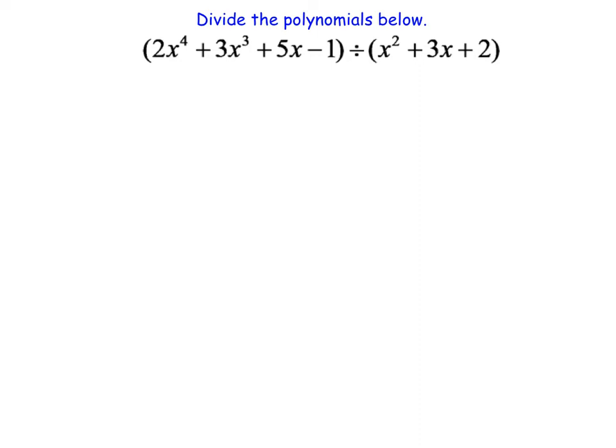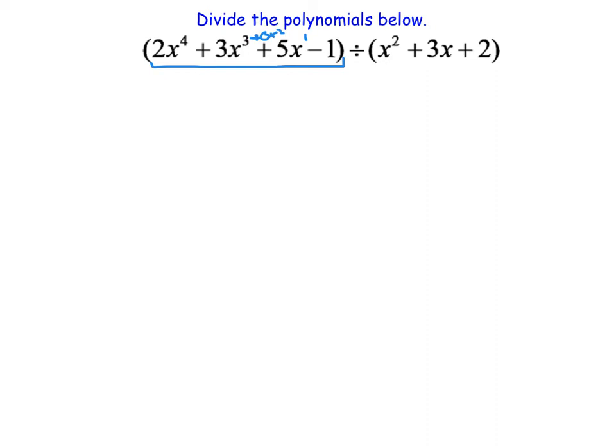You'll notice that we have 2x to the fourth plus 3x cubed plus 5x minus 1 divided by x squared plus 3x plus 2. And before we write this down into polynomial long division, I want you to note that while this first polynomial here is written in standard form, it's missing an exponent. So we have the fourth power, the third power, the first power here, and we're missing an x squared. Now, there doesn't need to be an x squared in the problem unless we're actually dividing. So what's really happening here is we're going to need to add in a plus 0x squared.